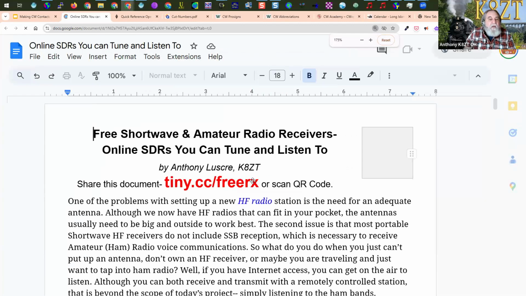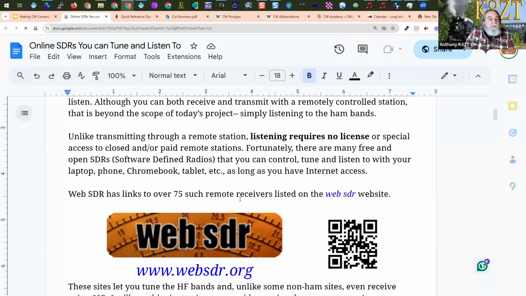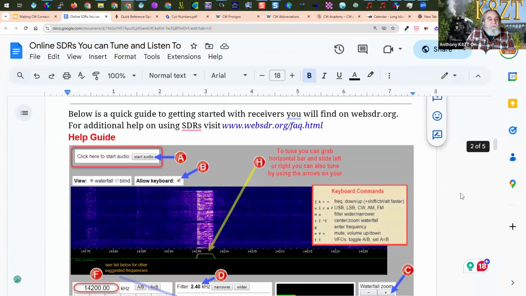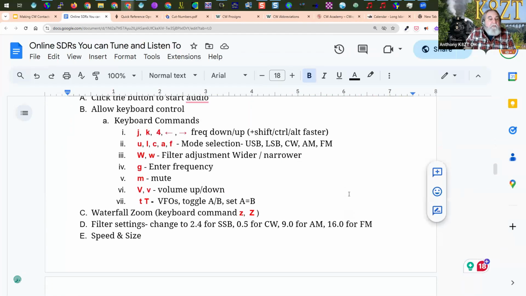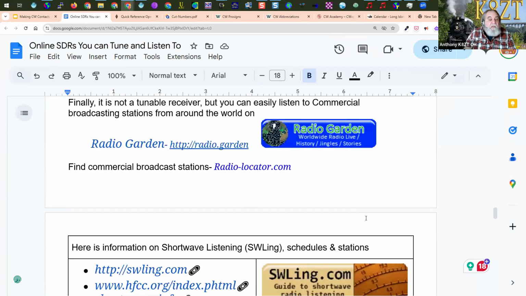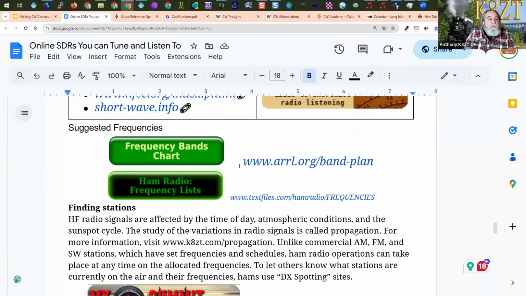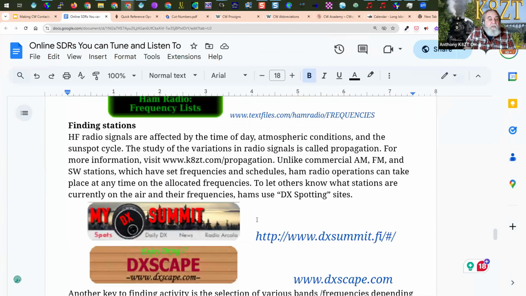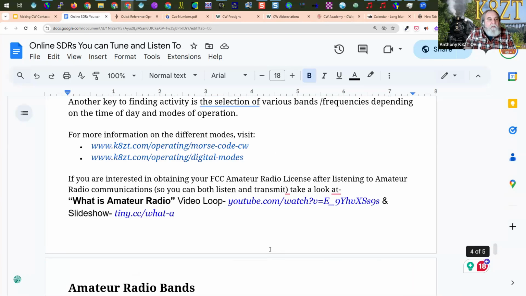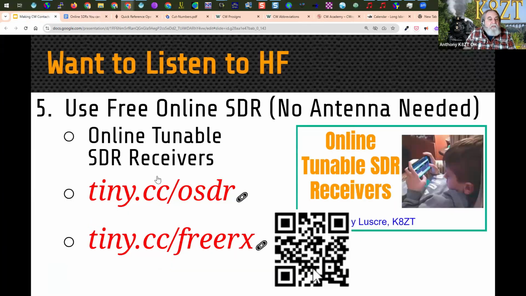This basically tells you how you can get on the air and use these internet sites that have tunable online software-defined radios. I have some examples of what they look like and how to tune them. I also have information on two different types of interfaces, some additional sites, frequency charts, shortwave listening, some of the DX Summit tools so you can find stations to look for, and a guide to the amateur radio bands. That's available at the second link, tiny.cc/freerx.